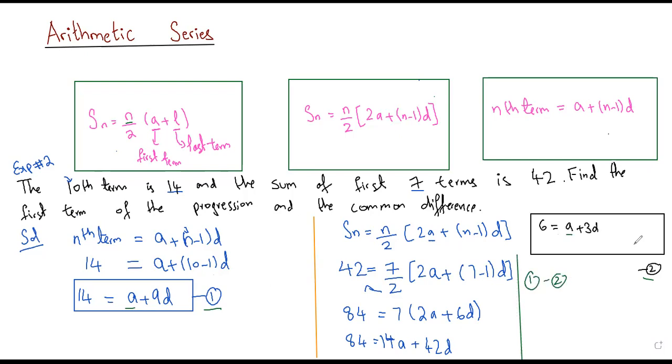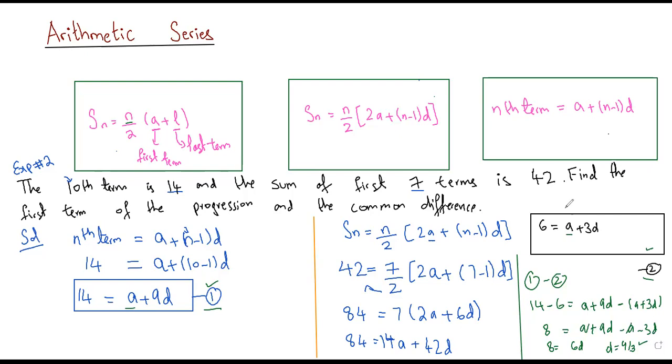This is the first equation. This is the second one. I'll subtract both of these. On the left-hand side, 14 minus 6. On the right-hand side, a plus 9d minus a plus 3d. That would give me 14 minus 6 is 8 equals a plus 9d minus a minus 3d. a and a are cancelled. 8 equals 6d and d is going to be 4 by 3. Okay, so once you have your d, a is equal to 2.